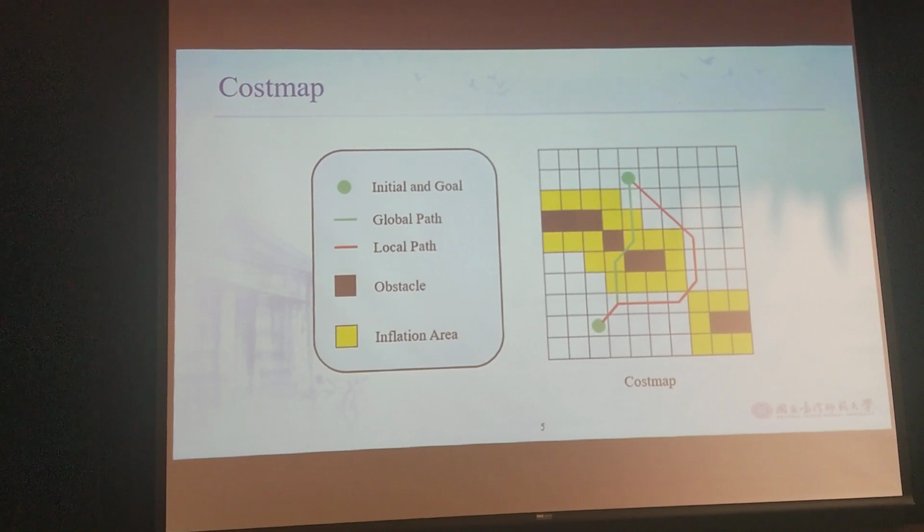Next, the black area is the obstacle, and the yellow area is the inflation area. In this COSMAP, we can see the local planner generates a new path to avoid collision from the original path, which is generated by the global planner. And the new path avoids the inflation area and creates a buffer zone.